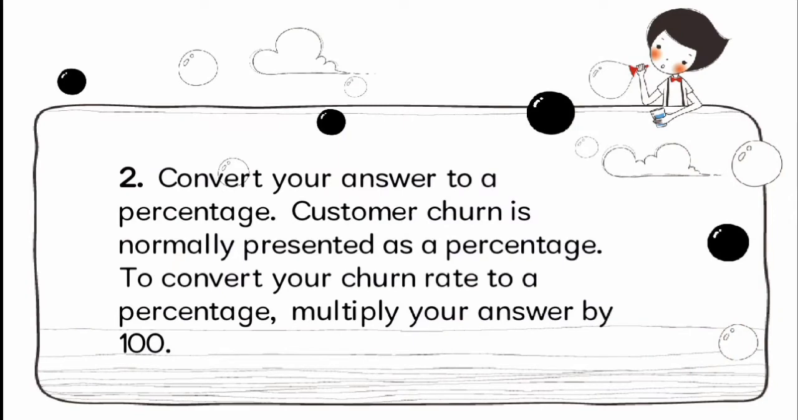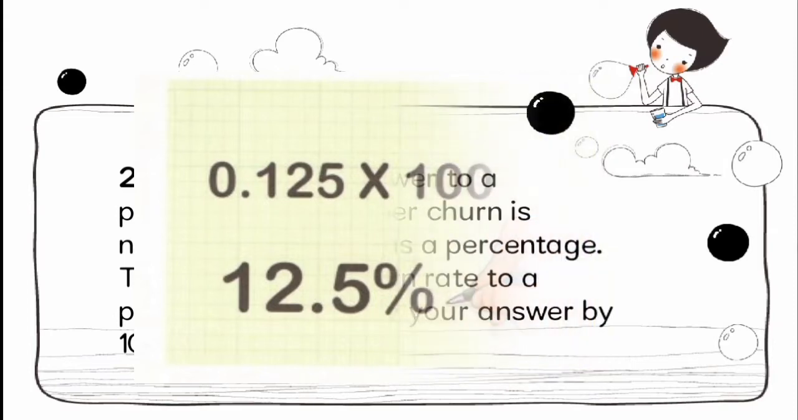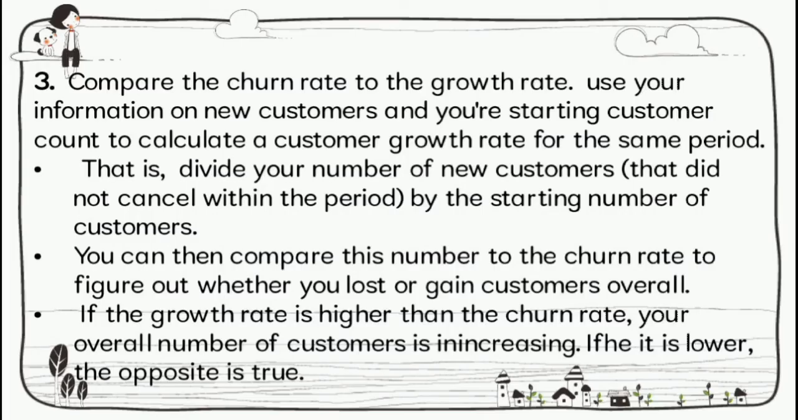Customer churn is normally presented as a percentage. To convert your churn rate to a percentage, multiply your answer by 100. The result of 0.125, which is our customer churn, would be 0.125 times 100, or 12.5%. Using percentages will allow your answer to be more easily compared to other metrics such as growth rate.